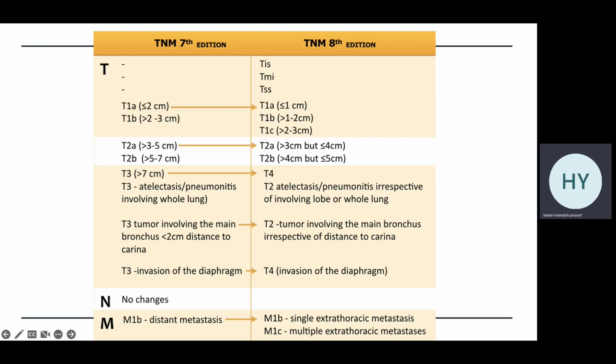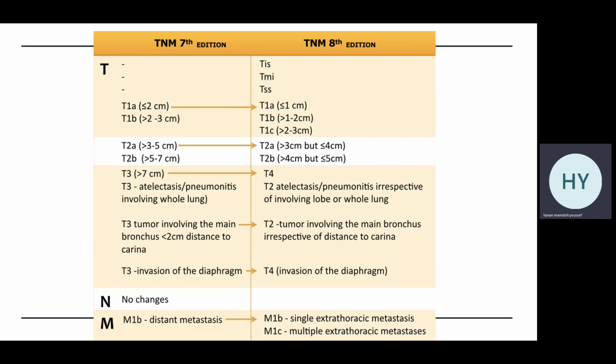And the T2B, instead of being up to 7 centimeters, is now up to 5 centimeters, and the 7 centimeter has been upgraded to T4. Another thing that has been downgraded is the atelectasis. Previously atelectasis or pneumonitis, as we know, was T3, now it is T2, as well as the involvement of the main bronchus.